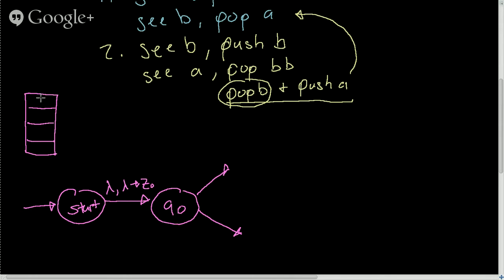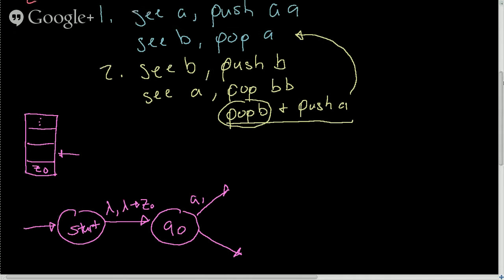Just for an example, this will be Z0. Our pointer is going to move up. So if we see an A in our string, then what do we want to do? Let's scroll up a little bit. We want to push AA.